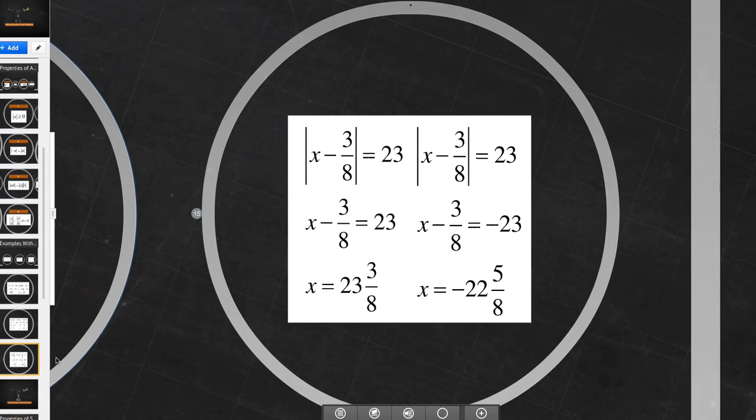In this example, the absolute value of x minus 3/8 is equal to 23. When you get rid of the absolute value signs, you have x minus 3/8 equals 23 or negative 23. The answers are 23 3/8 and negative 22 5/8.